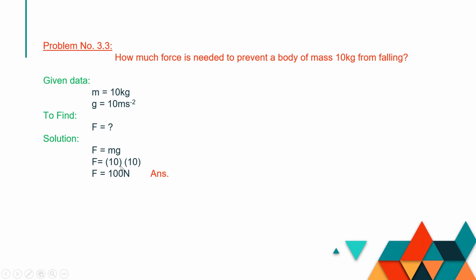After multiplication, we get 100 Newton. F is equal to 100 Newton. Newton is the unit of the force. So 100 Newton force is needed to prevent a body of mass 10 kg from falling. So the value of force is 100 Newton, which is the answer.